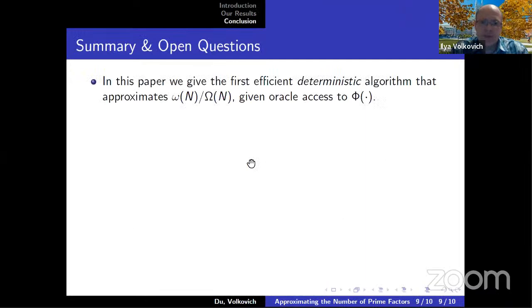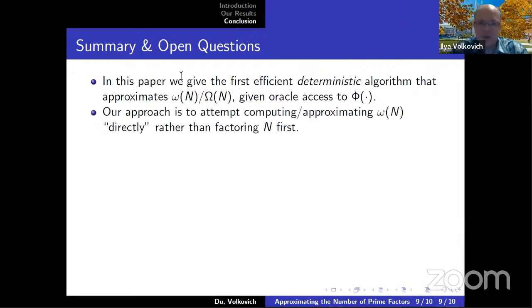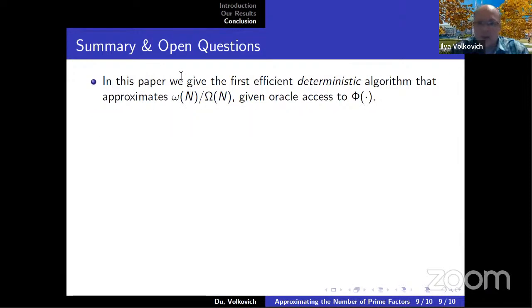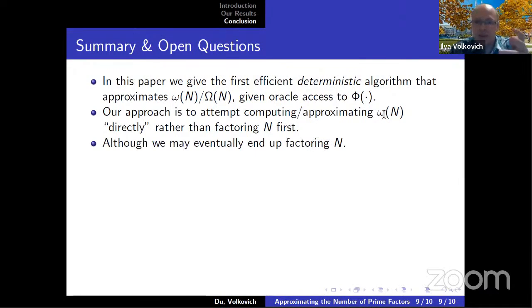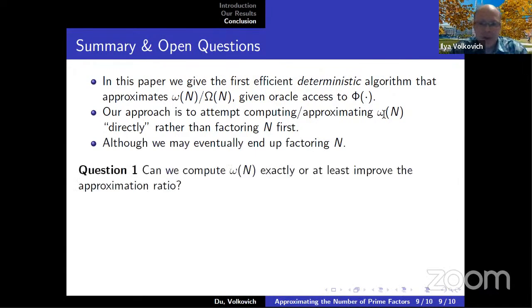we give the first efficient deterministic algorithm that approximates the number of factors of an integer, both with the multiplicity and without the multiplicity version, if you have oracle access to phi of n. Of course, it would be nice to get a better approximation, but what we do here is that we actually try to directly compute this function rather than factoring n. First, we might end up factoring n eventually, but it's not the goal here. So this is kind of the new part here.